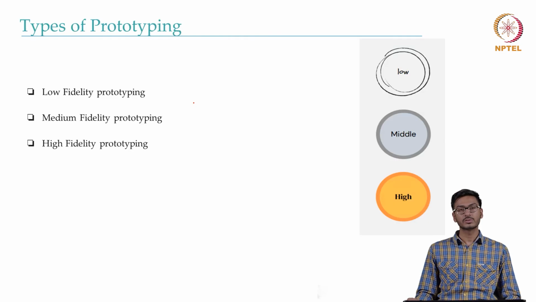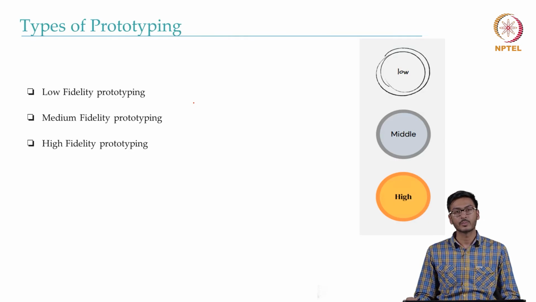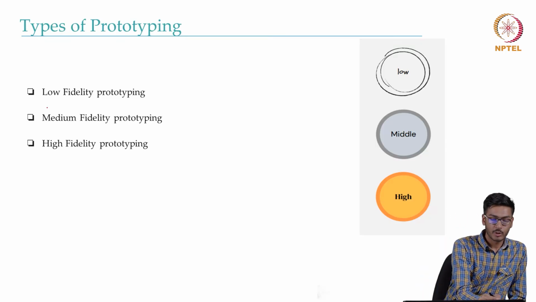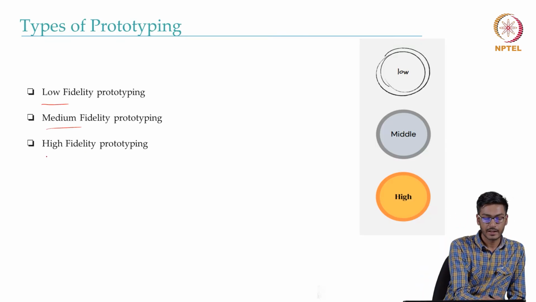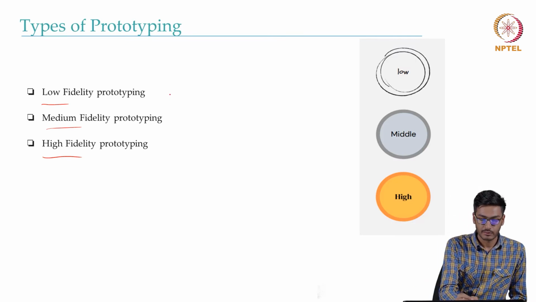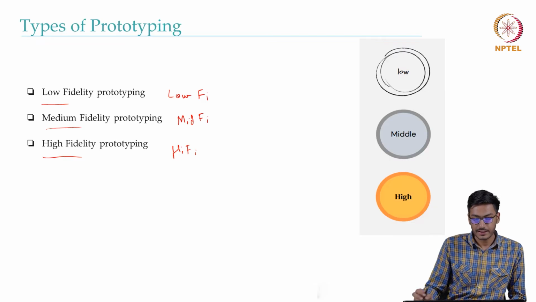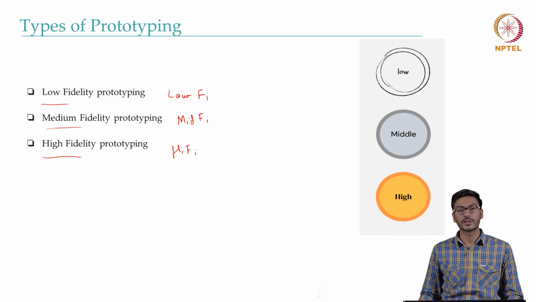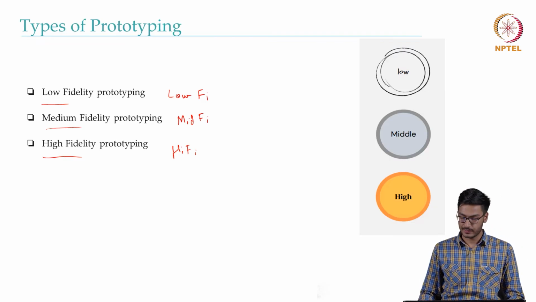Then we move on to the major types of prototyping. Well, in short, there are three types of prototyping: low fidelity, middle fidelity, and high fidelity. As we are going to be referring to them in the further parts of the slides, we refer to them as lo-fi, mid-fi, and hi-fi. For the sake of convenience, we are going to be using these shortened names throughout our presentation.